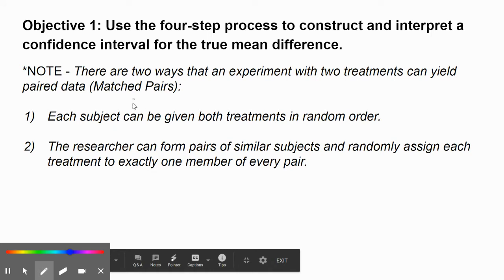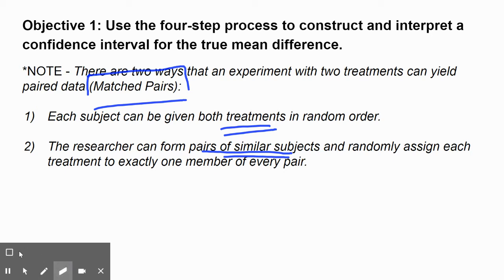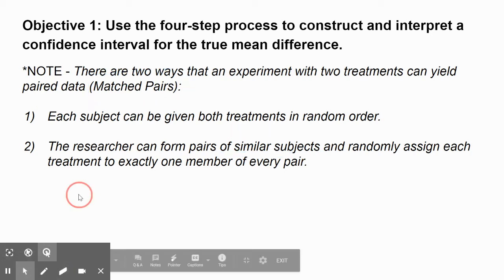Okay, and then note there are two ways that an experiment with two treatments can yield paired data. So again, I explained this earlier. This is the idea of matched pairs again. So either each subject is given both treatments in a random order, or you have pairs of similar subjects and randomly assign each treatment to exactly one member of the pair. Okay, so keep in mind those two options.